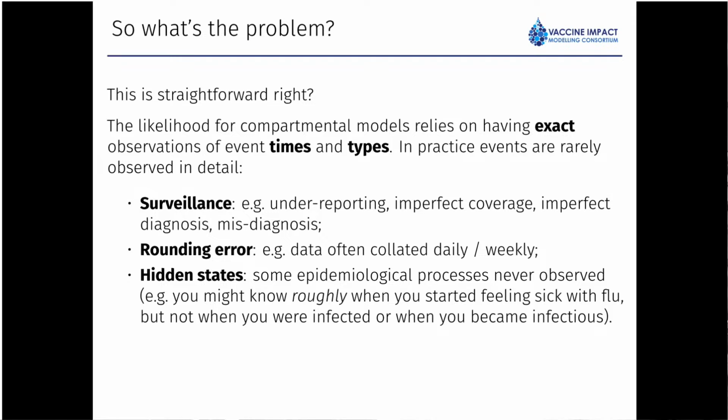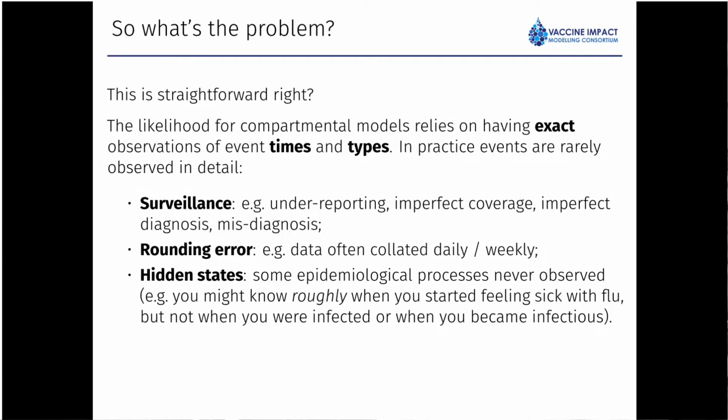And there may also just be some components of your epidemiological model that are just never recorded, okay? So for example, if I was feeling sick from COVID, then I would probably be able to tell you roughly when I started to feel sick. But when I started to feel sick is not when I was infected, right? I was infected at some time point in the past, and I have no idea when I was infected. And yet the dynamics of my model require that I know those things, okay?